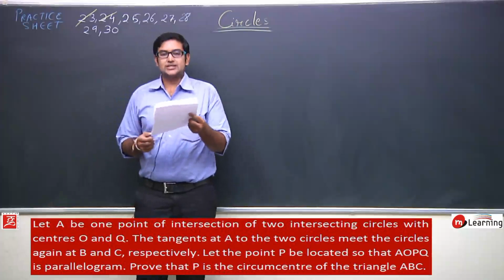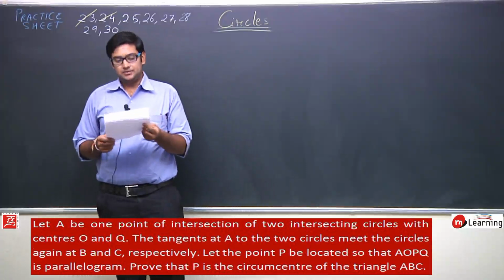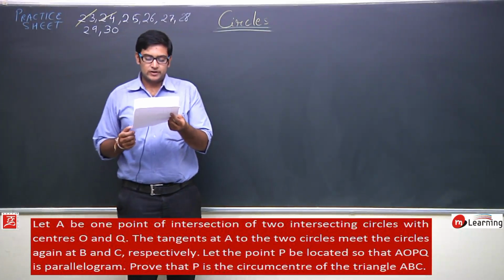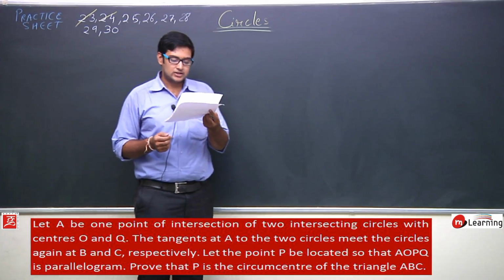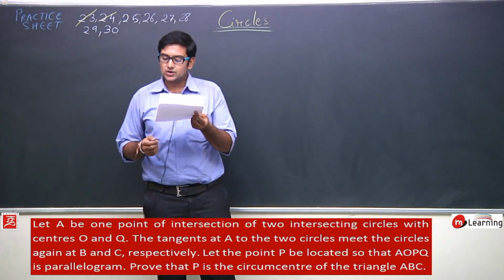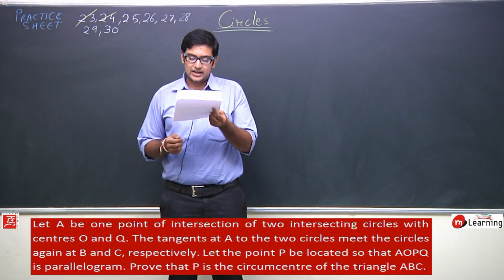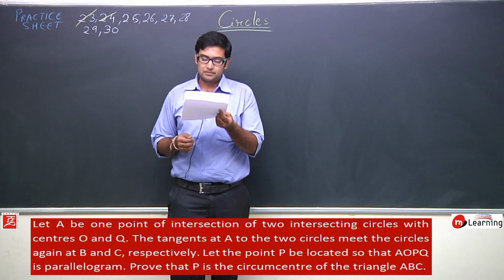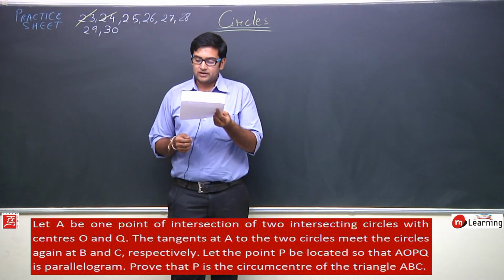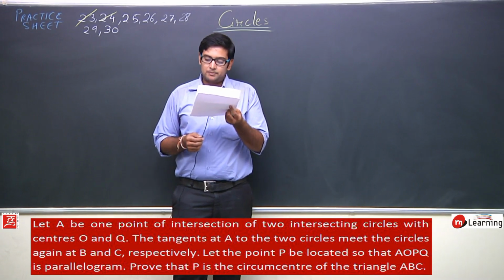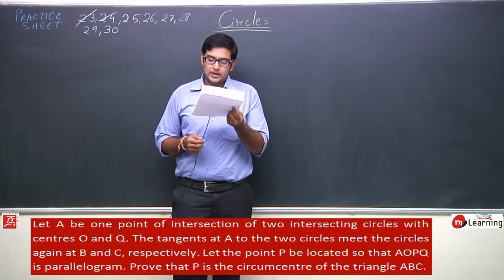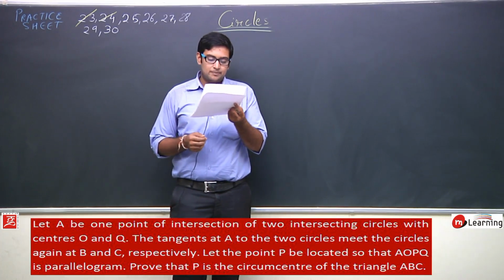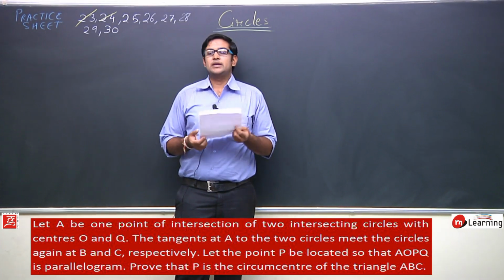Okay, let us now discuss question number 25 from the practice sheet. Question number 25 says, let A be one point of intersection of two intersecting circles with centers O and Q. The tangents at A to the two circles meet the circles again at B and C respectively. Let the point P be located so that AOPQ is a parallelogram. Prove that P is the circumcenter of triangle ABC.